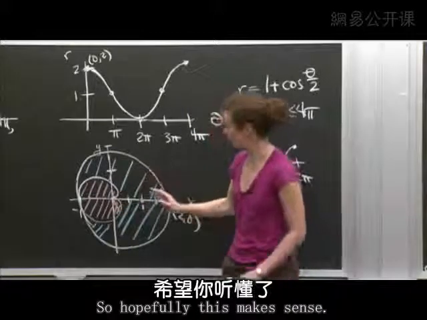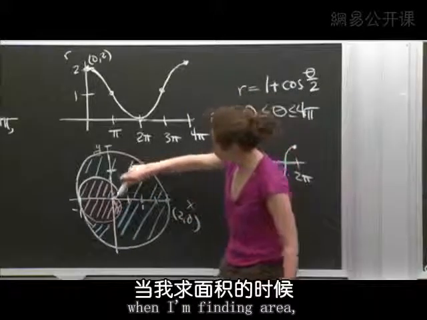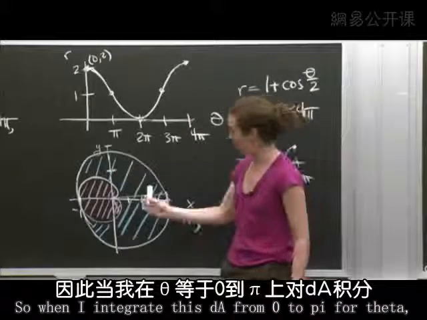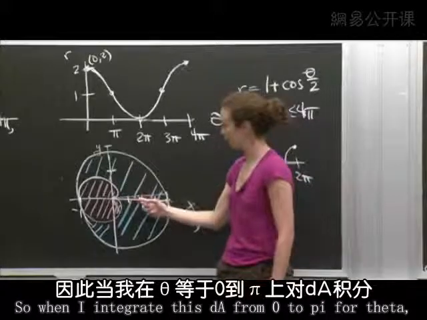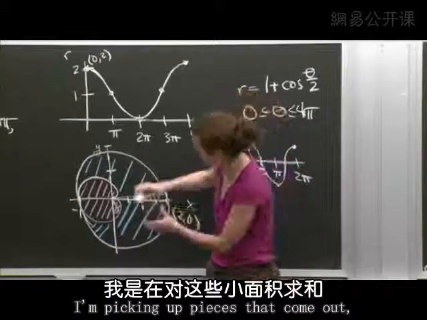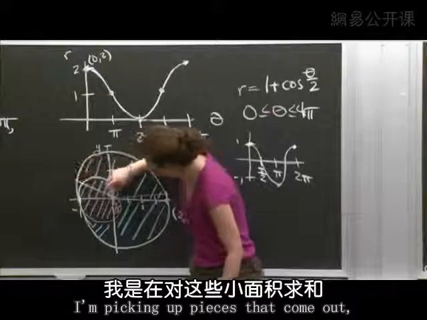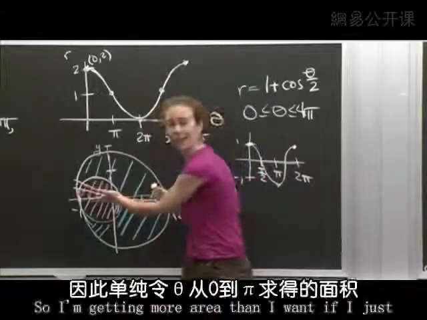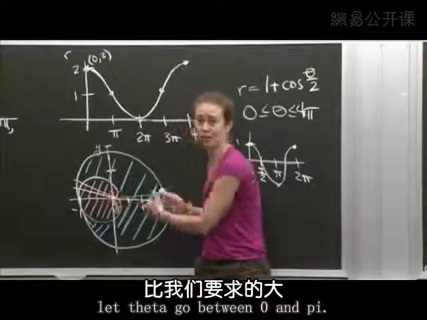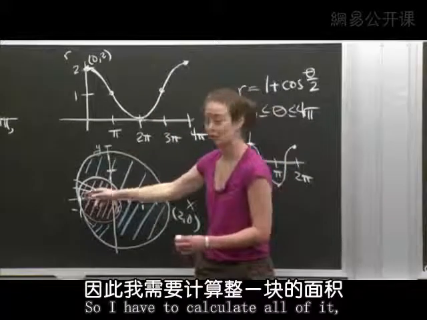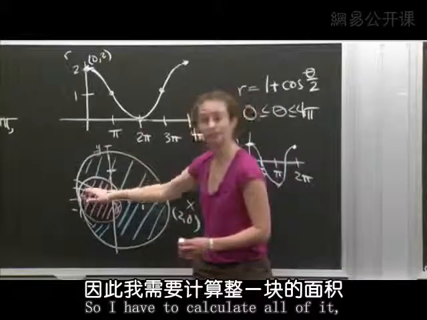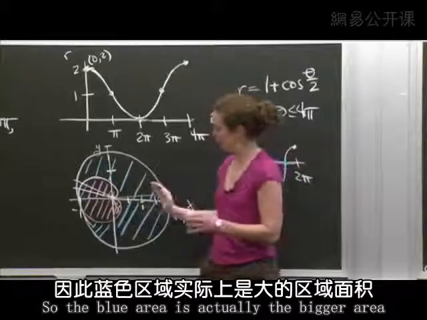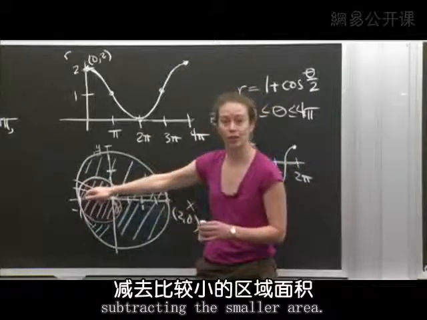Hopefully this makes sense, because let's think about when I'm finding area, I'm going from the origin and I'm coming out and I have the radius out there. So when I integrate this dA from 0 to pi for theta, I'm picking up pieces that come out, little sectors that come out like this between pi over 2 and pi. So I'm getting more area than I want if I just let theta go between 0 and pi. So I have to calculate all of it, and then I have to take away the extra stuff. So the blue area is actually the bigger area subtracting the smaller area.